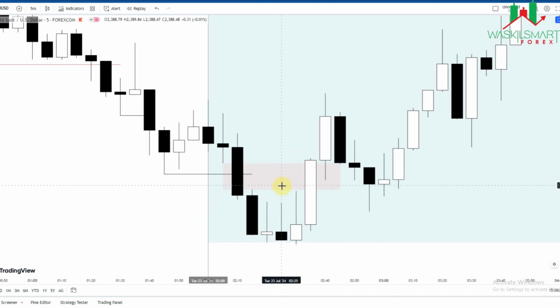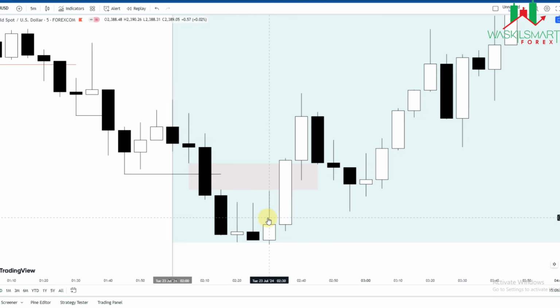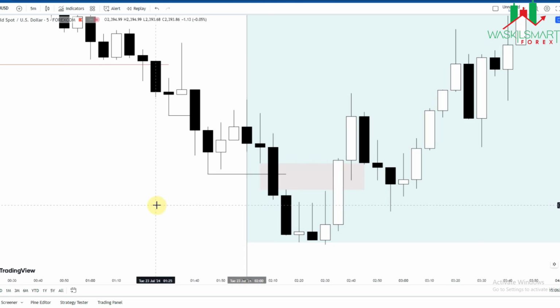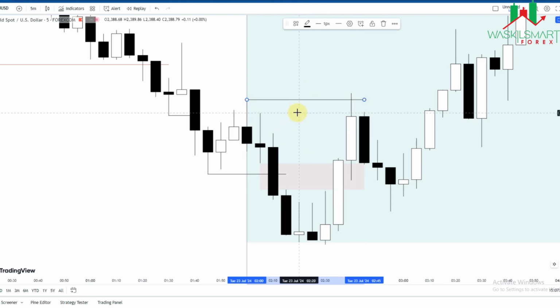Whenever market violates a fair value gap and breaks that same structure, it is a high confirmation to you that market structure has shifted. Whenever market violates a fair value gap, and after violating it, market now breaks the structure. You can see it here. After it violated the fair value gap, market goes up and breaks this high. So we have a tangible market structure shift.